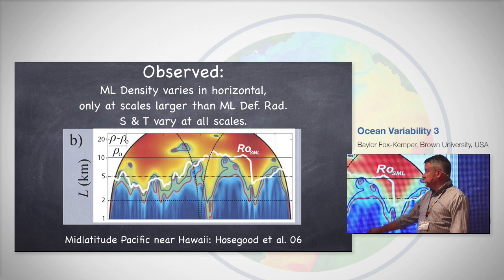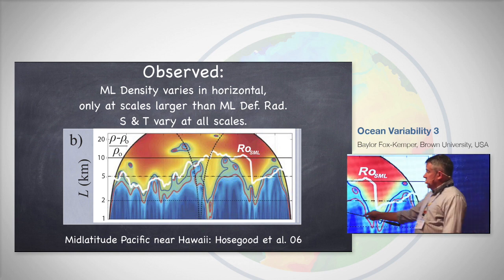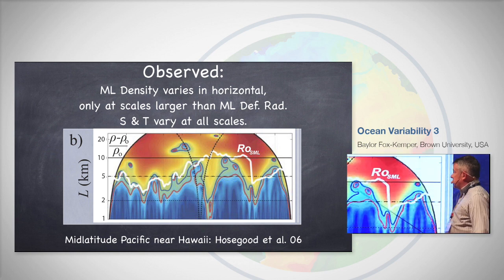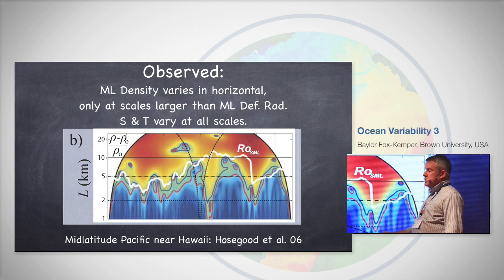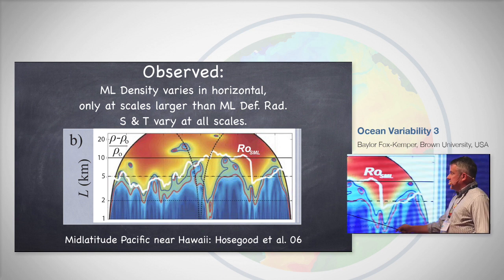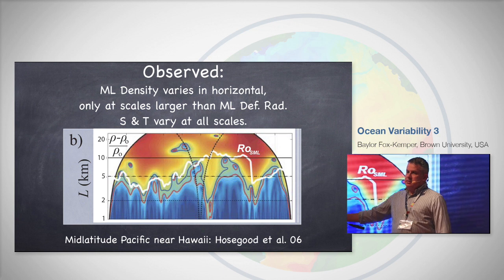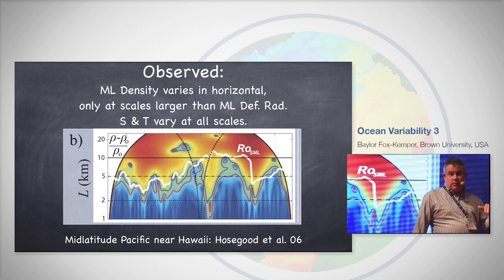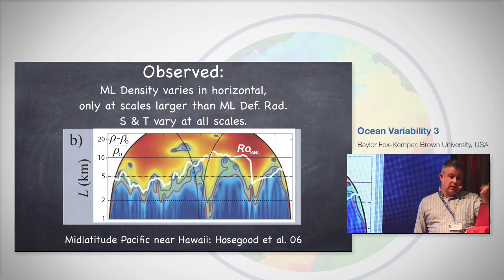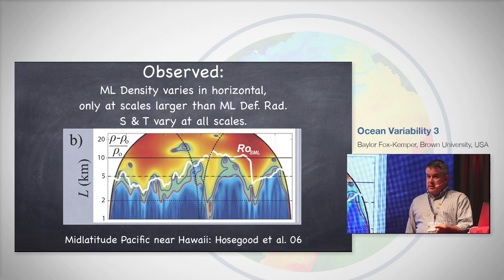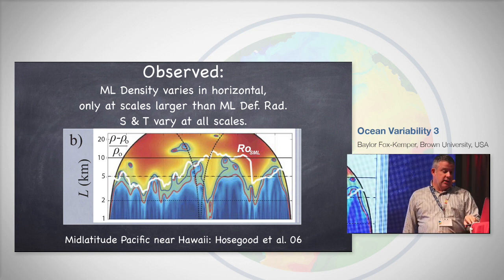And so Phil Hosgood, who wrote this paper, was clever enough to put the deformation radius of the submesoscale mixed layer on top. And you can see that the deformation radius of the submesoscale nicely delineates where the end of that goes. So now we have a lot of pieces in place. We know that these are spirals. They're not symmetric instabilities. They're spiraling things. They care about the deformation radius of the mixed layer.